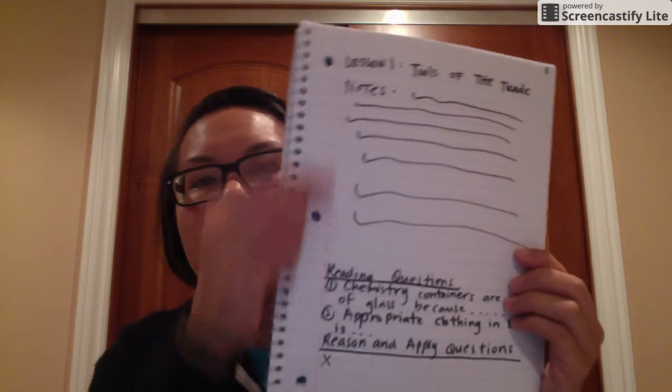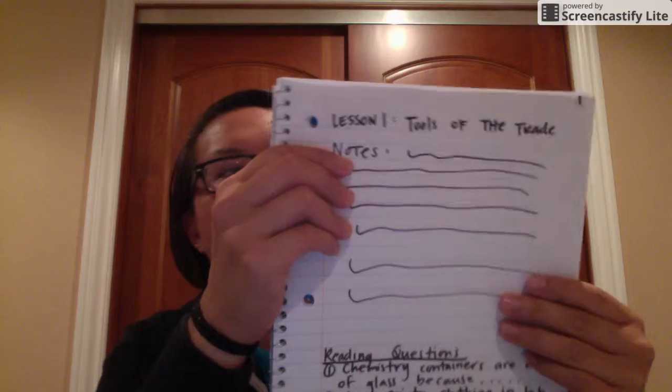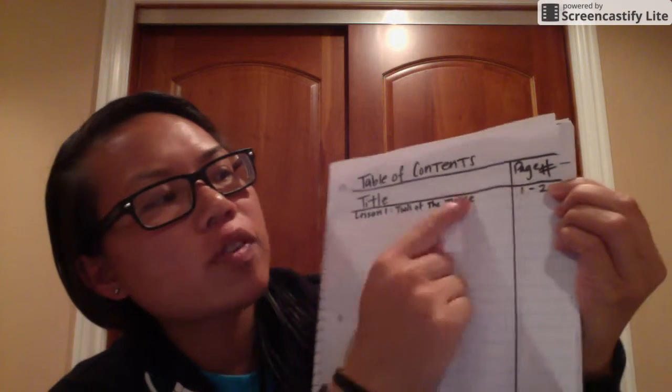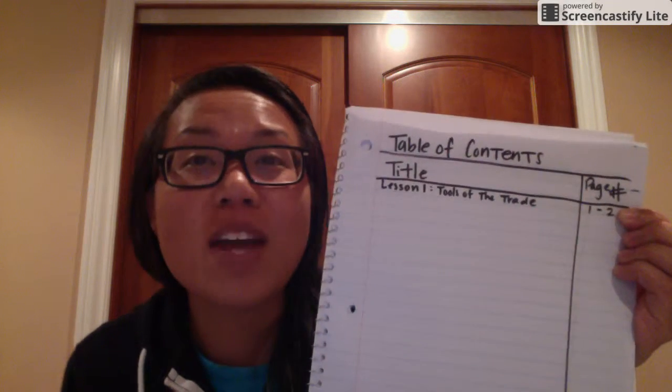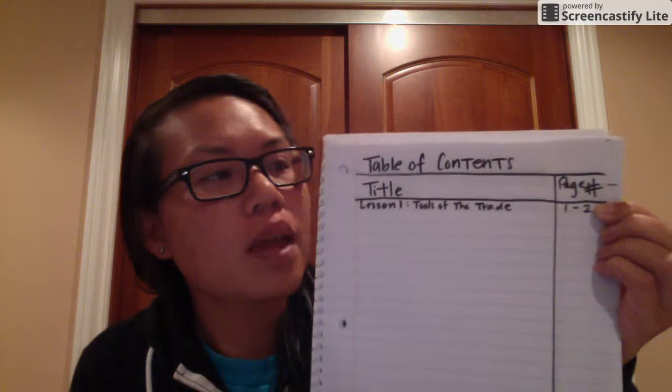Right? So each time you do this, let's say lesson 1 takes up page 1 and page 2. On your table of contents page, you're going to note that lesson 1, you did the notes for that, and that's on page 1 to 2 of your notebook. That way you don't have to search around like crazy for your notes, and you're all set.